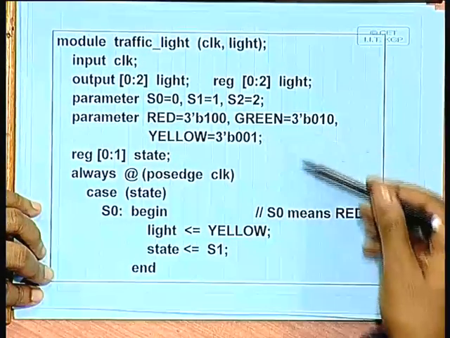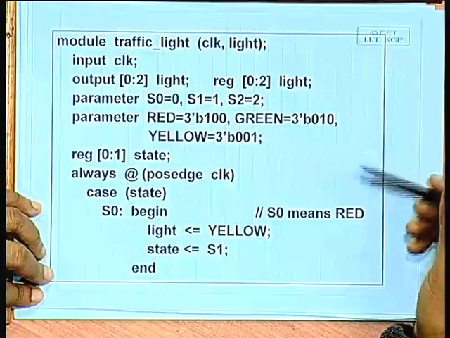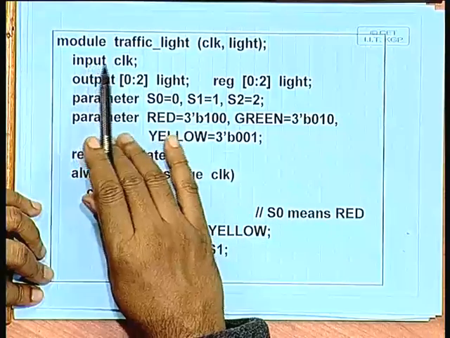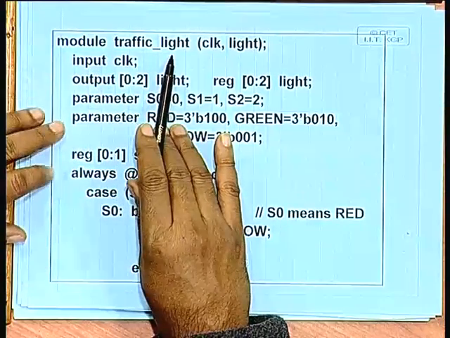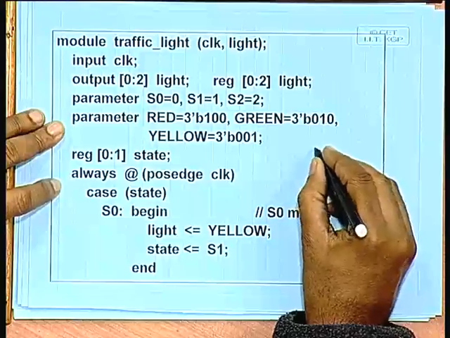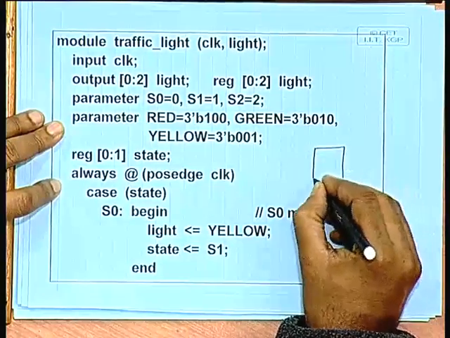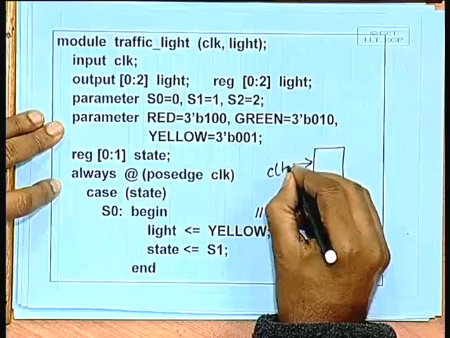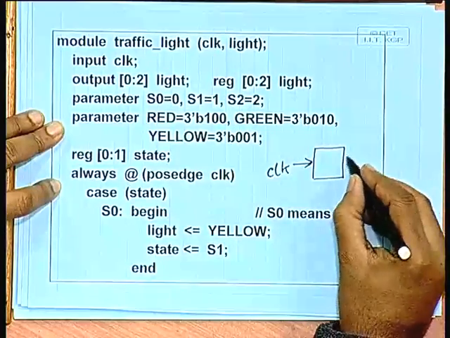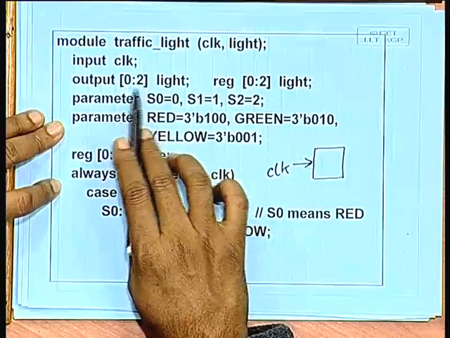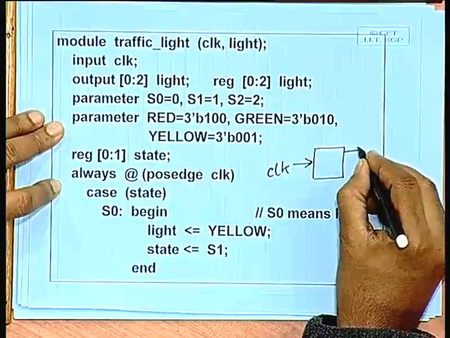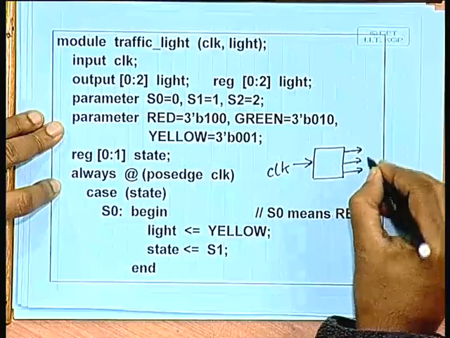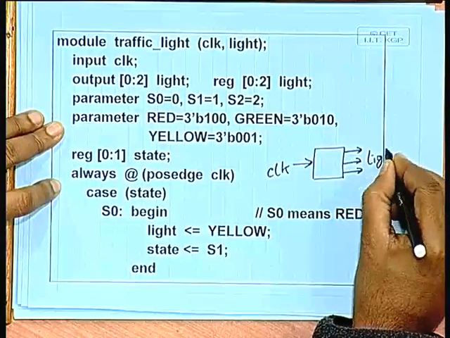This is the first part of the code for the module. So, we have the traffic light module which takes an input which is the clock, CLK is the input, and the output is lights. Actually, light is a vector, you can see it is a vector of 3 bits. So, actually there are 3 lights.